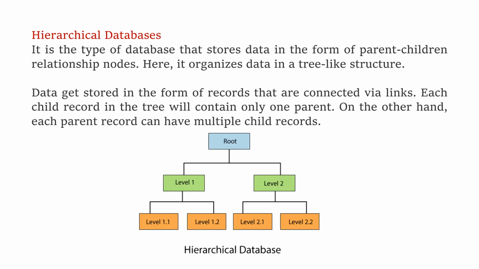Next one is the hierarchical database. This is a type of database that stores data in the form of parent-child relationship nodes, and it organizes the data in a tree-like structure. Data gets stored in the form of records which are connected through links. Each child record in the tree will contain only one parent. On the other hand, each parent record can have multiple child records. This is the pattern in which the data is stored in a hierarchical database.